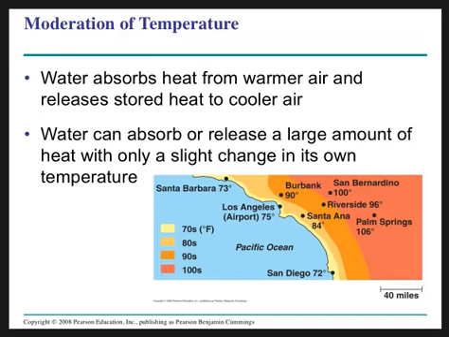And next up, we need to talk about how water moderates temperature. So what water does is it absorbs heat from warmer air and releases heat to cooler air. It's why San Diego keeps a very small range of temperatures all year round because they're near that very large body of water. Los Angeles is similar. Any of those coastal cities, Santa Barbara, if you go up further, even San Francisco.